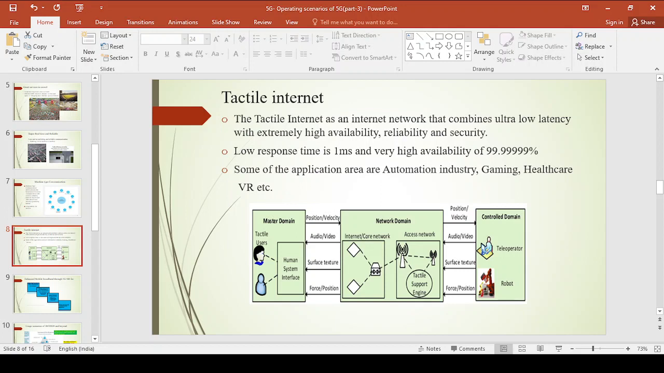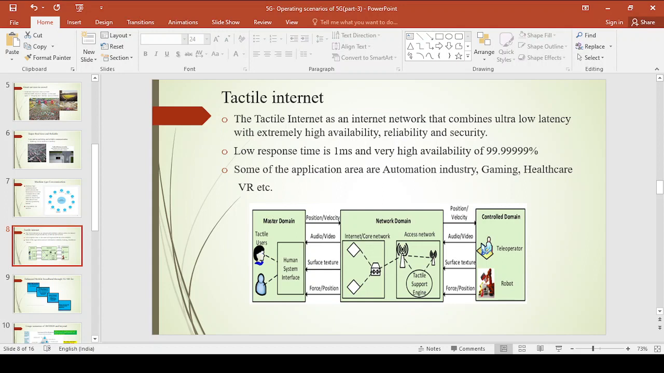And next we have control domain, like teleoperator, anything that is under controlling will come under this control domain, right? This is the actual figure of tactile internet, right? What is happening in this actual figure of tactile internet is represented in this slide.